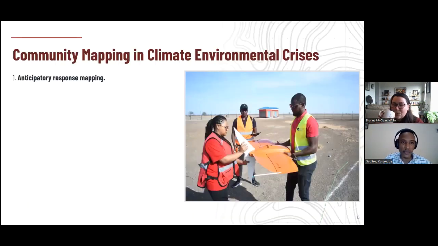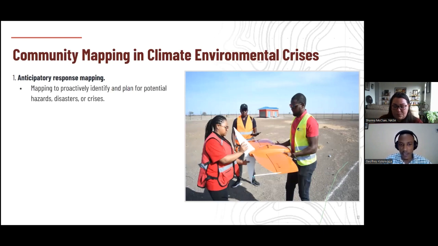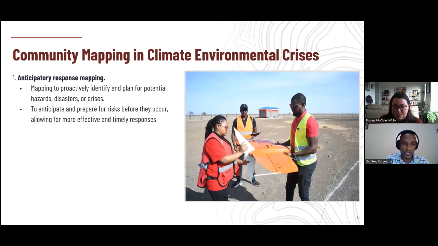Okay, and that's where community mapping for climate and environmental crisis comes in. There are two ways we can really do it. One would be through anticipatory response mapping. This is where the mapping is done proactively to identify and plan for potential hazards, disasters and crises. So through anticipatory mapping, we are anticipating and preparing for risks before they occur.